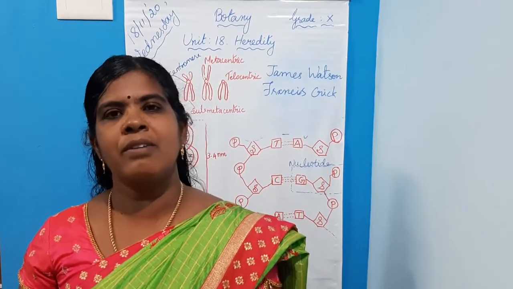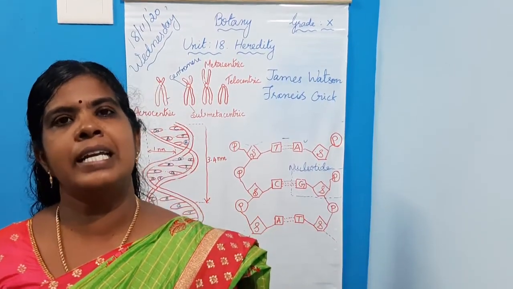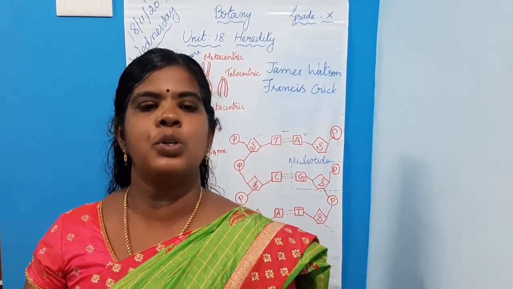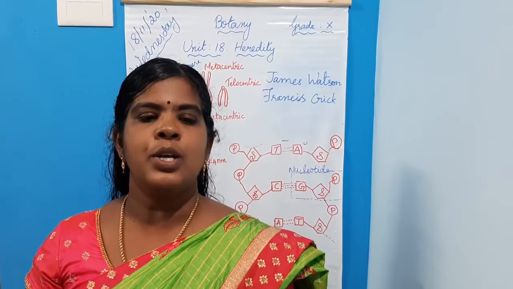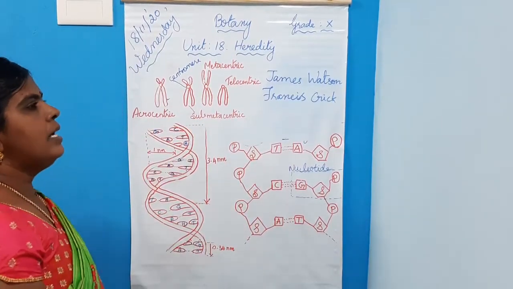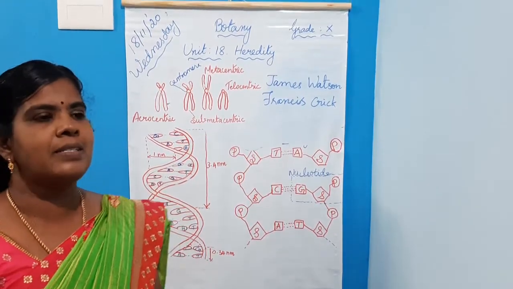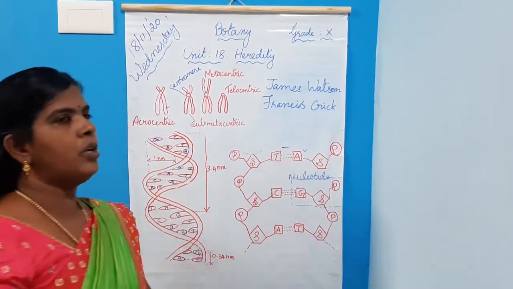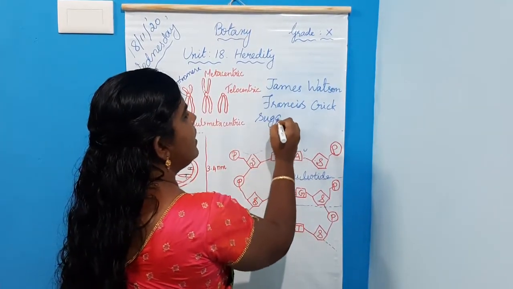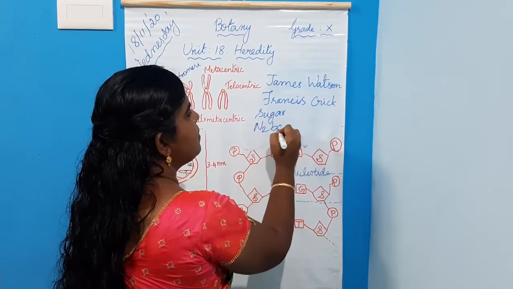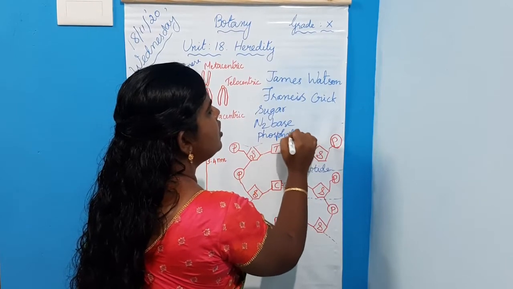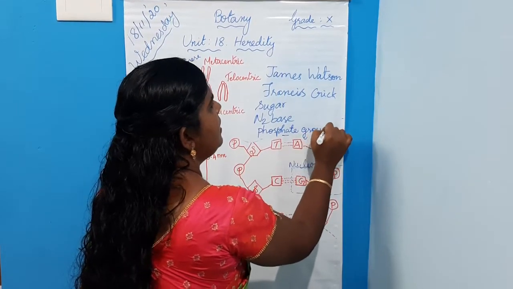Why do we call DNA a polynucleotide chain? Because it consists of millions of nucleotides. Hence it is called polynucleotide. Each nucleotide consists of how many components? 3 components: a sugar molecule, a nitrogenous base and a phosphate group. These are the 3 important constituents of DNA.